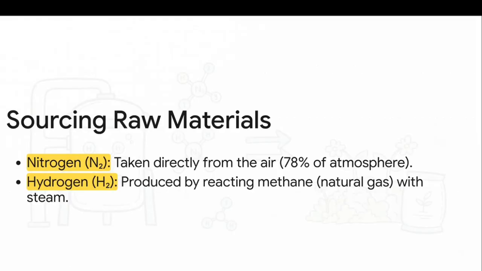All right, so where do we get our ingredients? Well, nitrogen's the easy one. The air all around us, it's about 78% nitrogen. We just take it out of the air. Done. Hydrogen, on the other hand, that's a bit more work. We actually have to make it. And the most common way is by reacting natural gas, methane, with steam. So one's free and easy, the other we have to cook up ourselves.